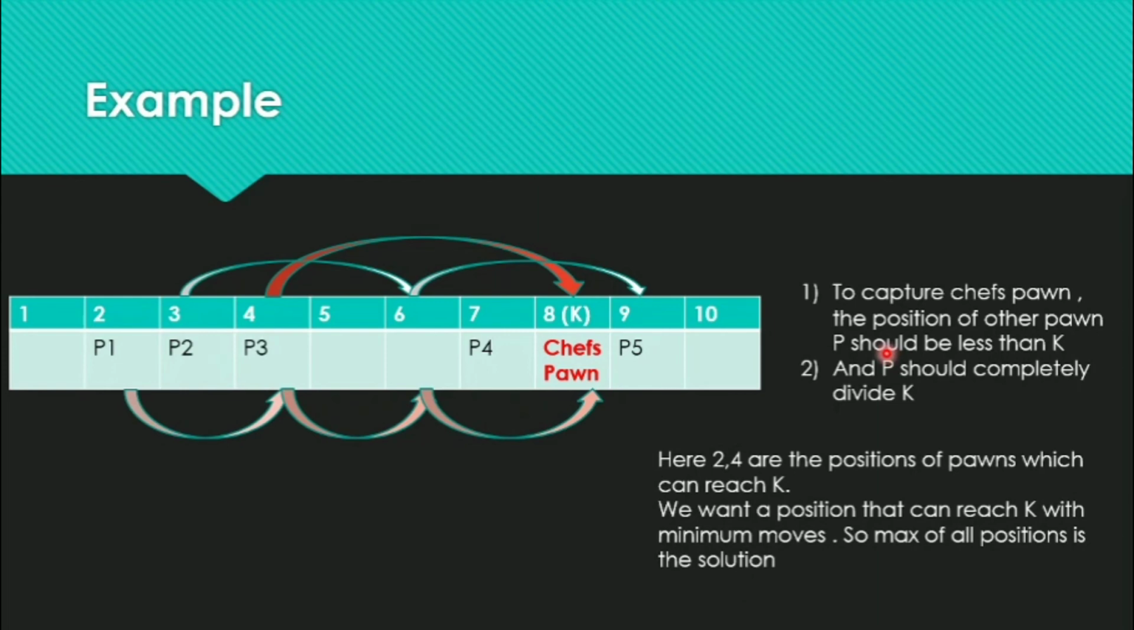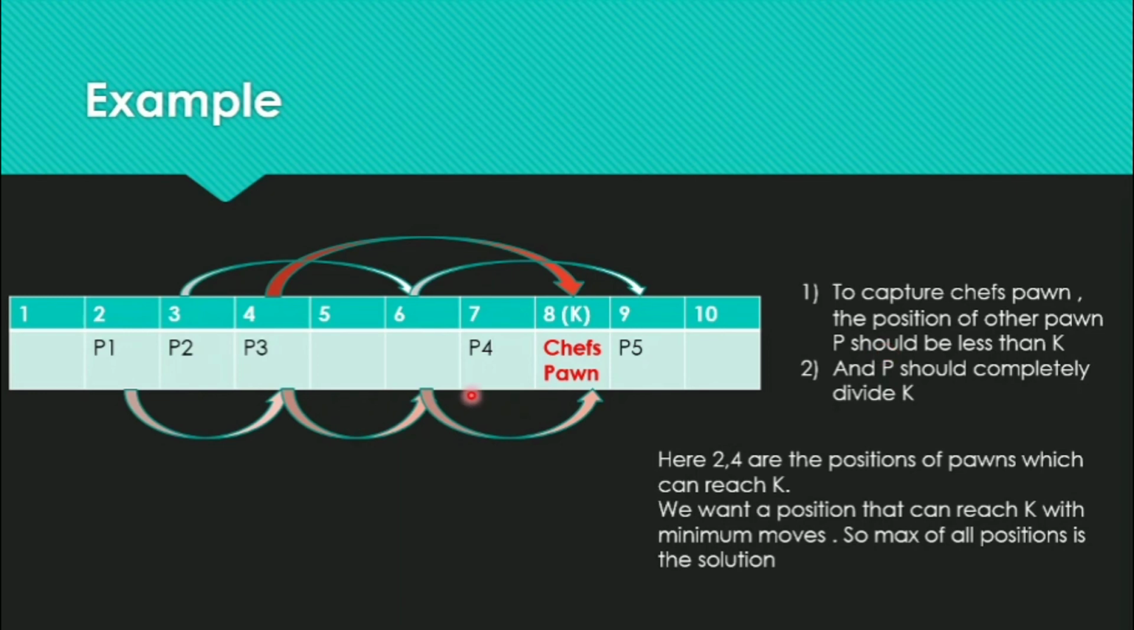Now to capture chef's pawn, the position of the other pawn p should be less than k. Why? Because if the position of the pawn is greater than k, then that pawn has to follow a backward path to capture chef's pawn. So this is not possible according to the problem. And to capture chef's pawn, the position p should completely divide k.